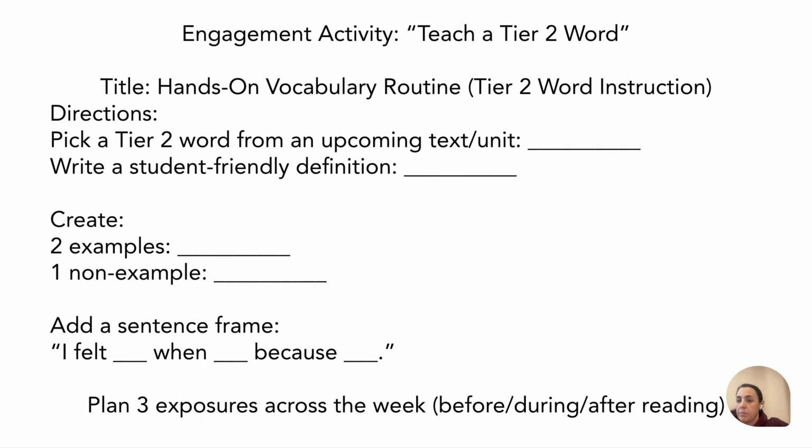Those are 2 examples. One non-example of an adaptation would be just like the color of their fur, right? That's not necessarily an adaptation. That's just who they are. That's how they're built. And then you're going to think about sentence frames.